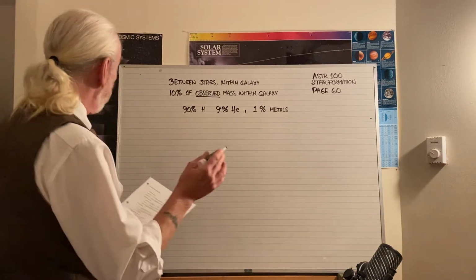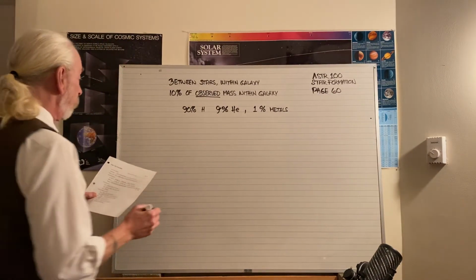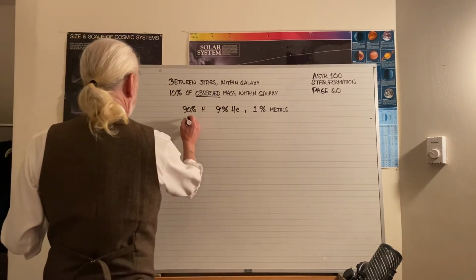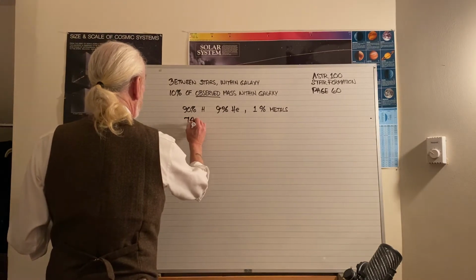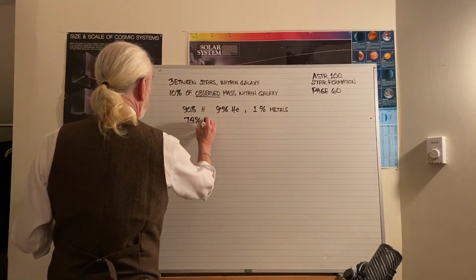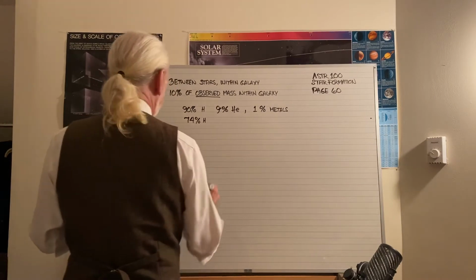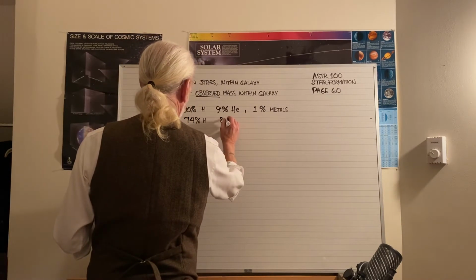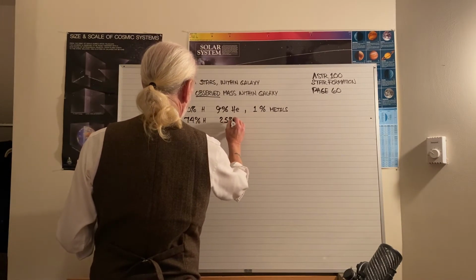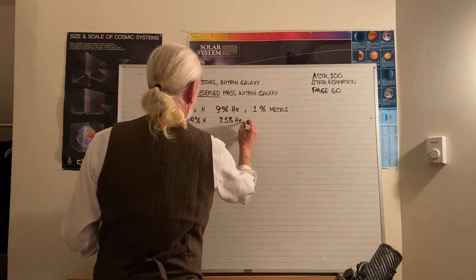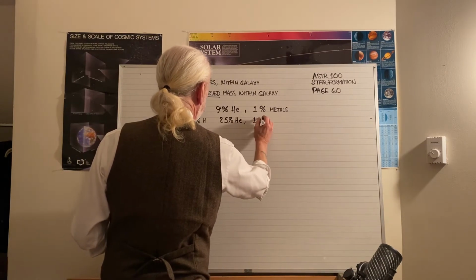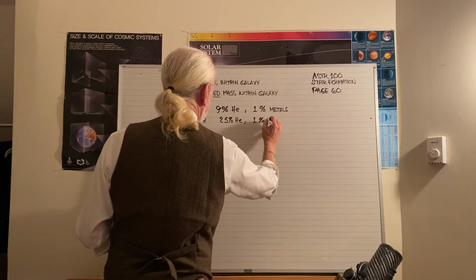Okay, by mass, it comes out to roughly 74% hydrogen, 25% helium, and again, 1% metals.